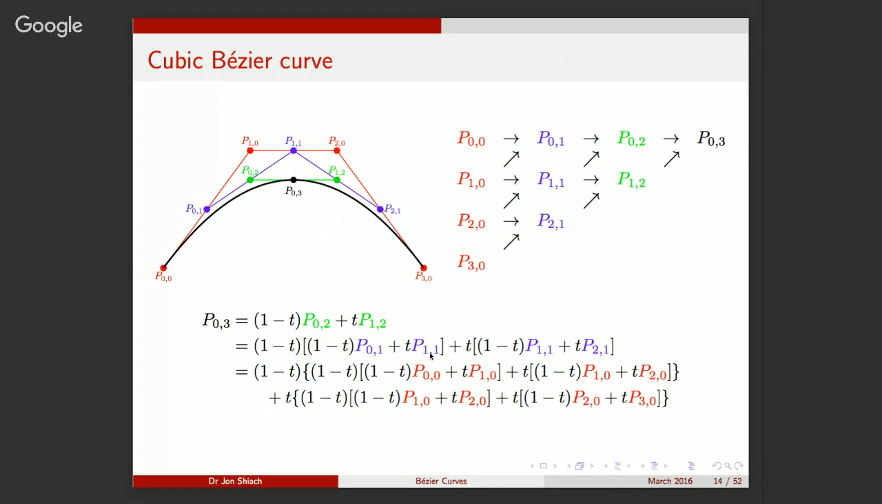You're looking at a bit of algebra here. So what we have is some expression involving P00, P10, P20, and P30, which were our original control points. Do a bit of algebra, simplify down, and we get this expression. And this is the cubic Bezier curve. So P03 is the point on the Bezier curve, and you can see the highest power of t is 3, so we have a cubic parametric function.